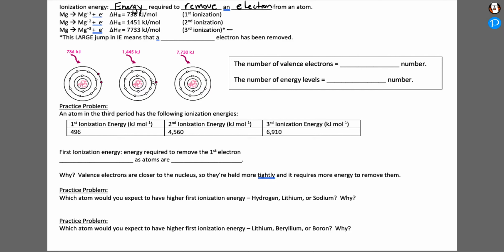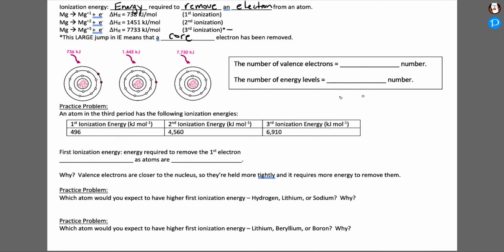As soon as that shell goes away, now I'm trying to remove one of these inner electrons, which is closer to the nucleus. These electrons are held onto way more tightly than the valence electrons, and so I would need way more energy to pull those ones away. So the large jump in ionization energy means that a core electron has been removed, whereas these would be those valence electrons.